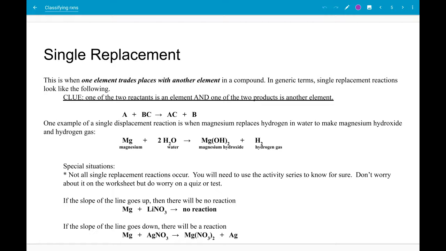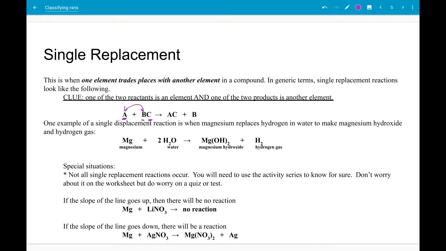Okay, now a single replacement reaction is where things get a little bit more interesting. So this is when one element trades place with another element in a compound. Okay, so we're going to do a switcheroo. So if, let's say, A is positive and B is positive, those two switch. If A is usually a nonmetal, then it's going to switch with C. Okay, so it's either going to switch the positive ions or switch the negative nonmetal anions.